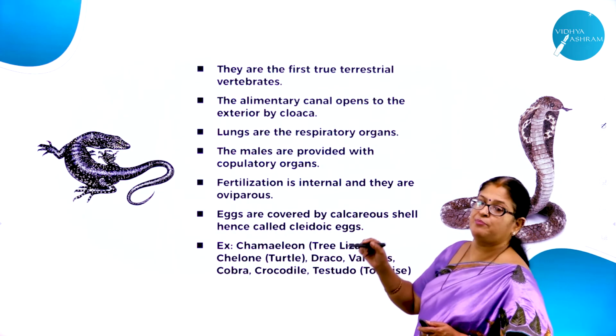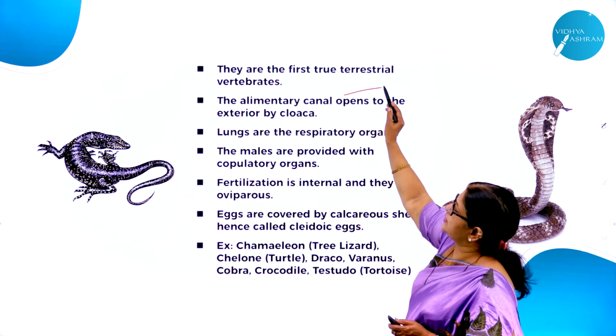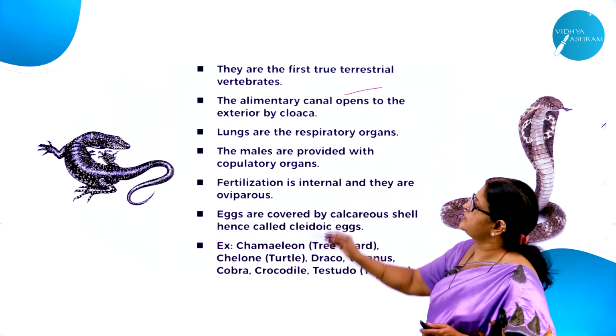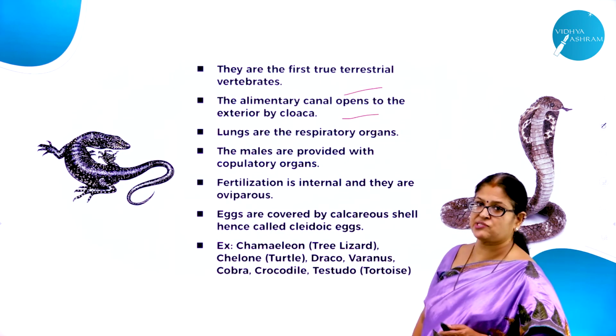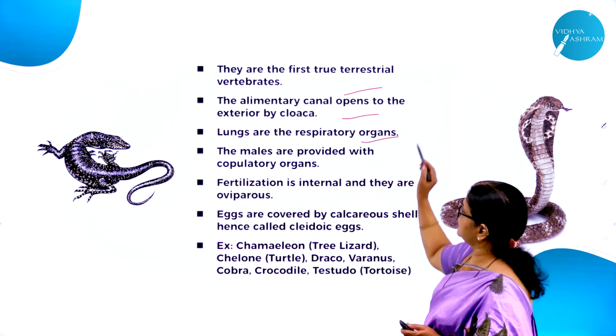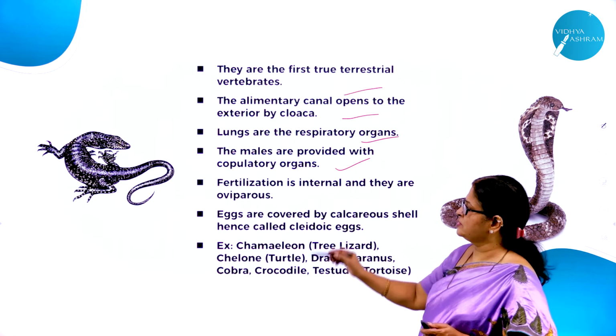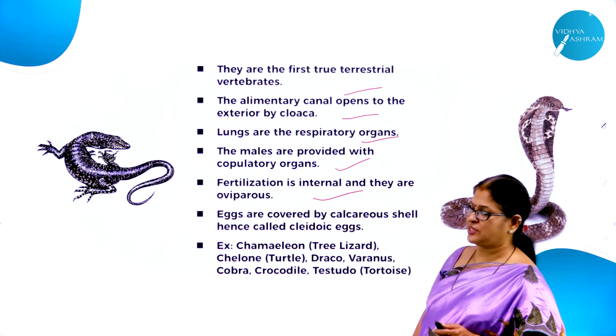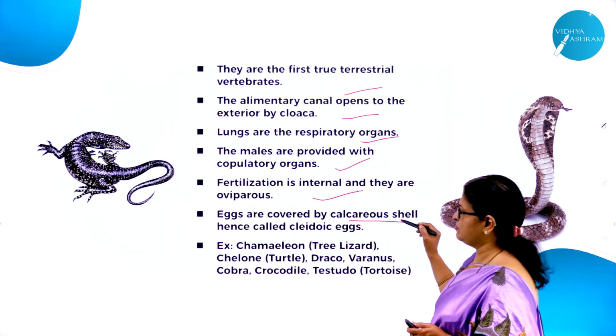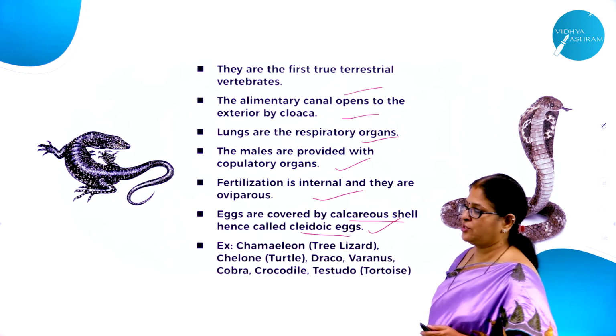So what are the other very important features? They are the first true terrestrial vertebrates. The alimentary canal opens to the exterior by the cloaca. Lungs are the respiratory organs. The males are provided with copulatory organs. Fertilization is internal and they are oviparous. Eggs are covered by a calcareous shell, hence called cleidoic eggs.